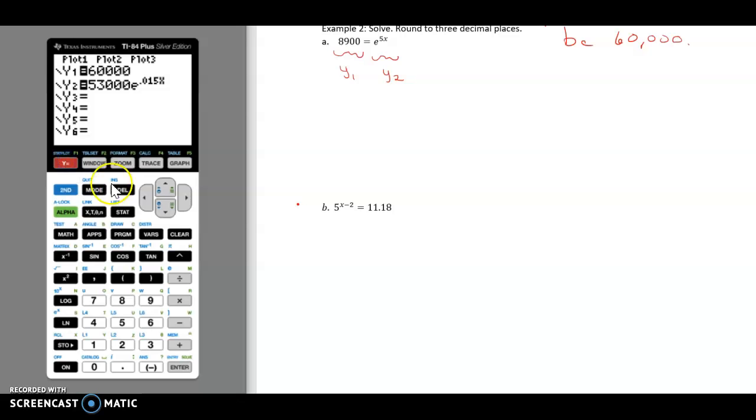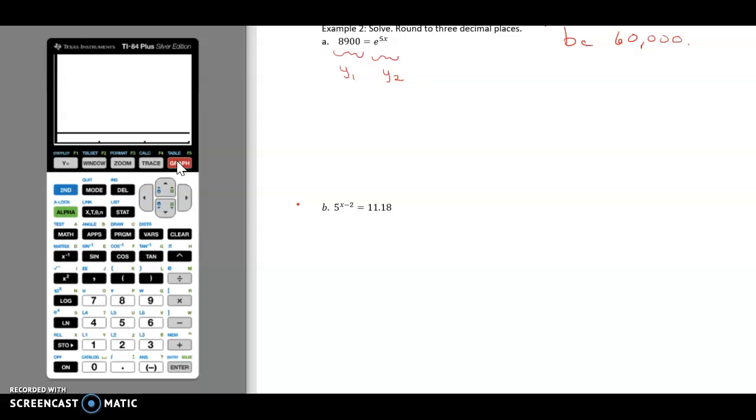So go back to y equals. We're going to go ahead and clear out both of these. And we're going to put in 8,900 here. And then we're going to put in our exponential, e raised to the 5. And here we're going to use x. That's what we're always going to be using, x, rather than a variable with t or some other letter. And we're going to go ahead and graph it.